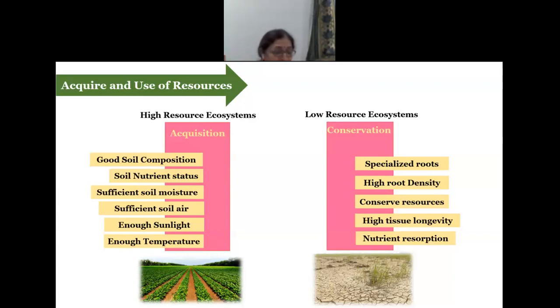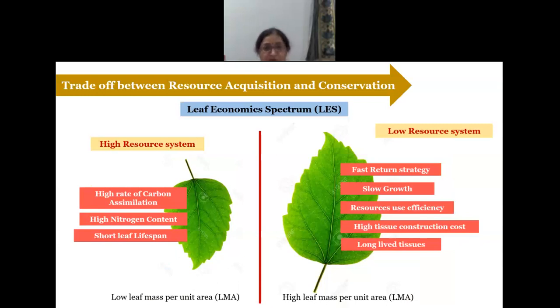In case of acquisition, the period of development is very small, and at the end, their lifespan is small, and these invasive plants come as a fast return on investment. Now, if we see the trade-off between acquisition and conservation, acquisition is going on in each and every plant, but whether they are going for conservation or not.